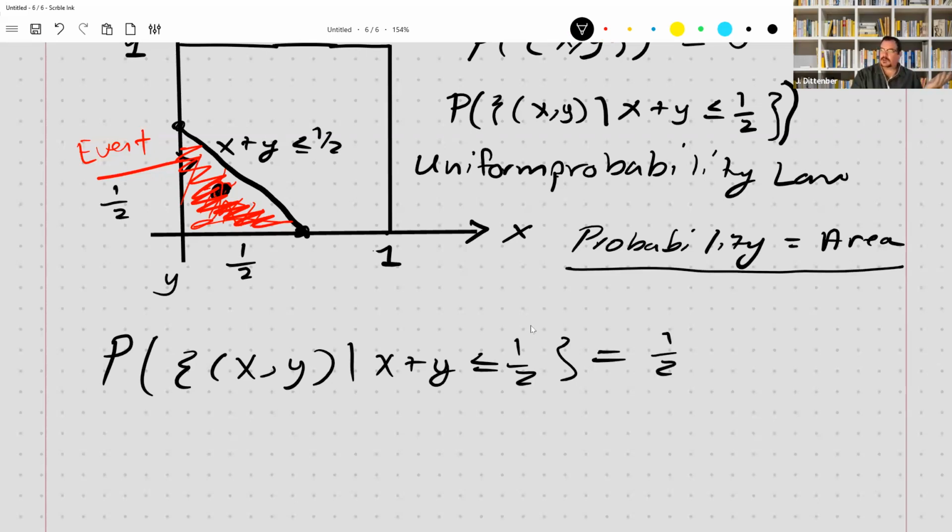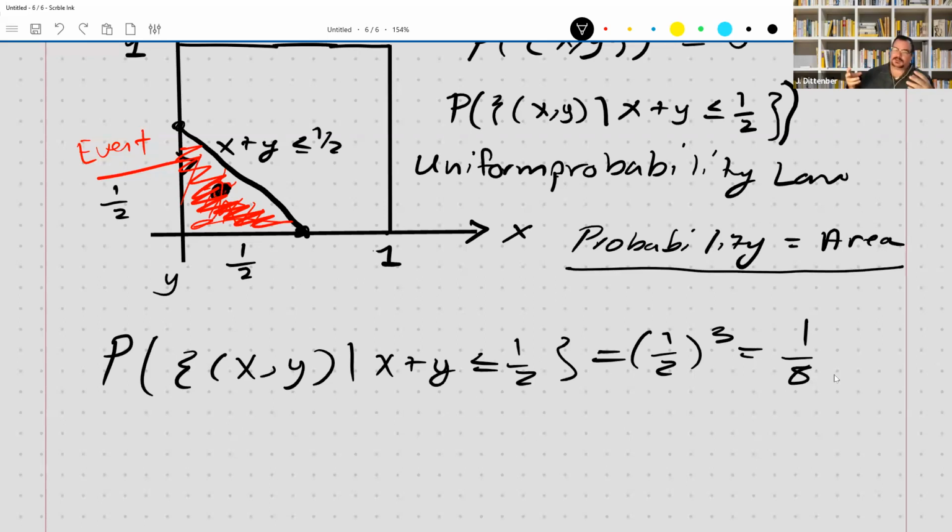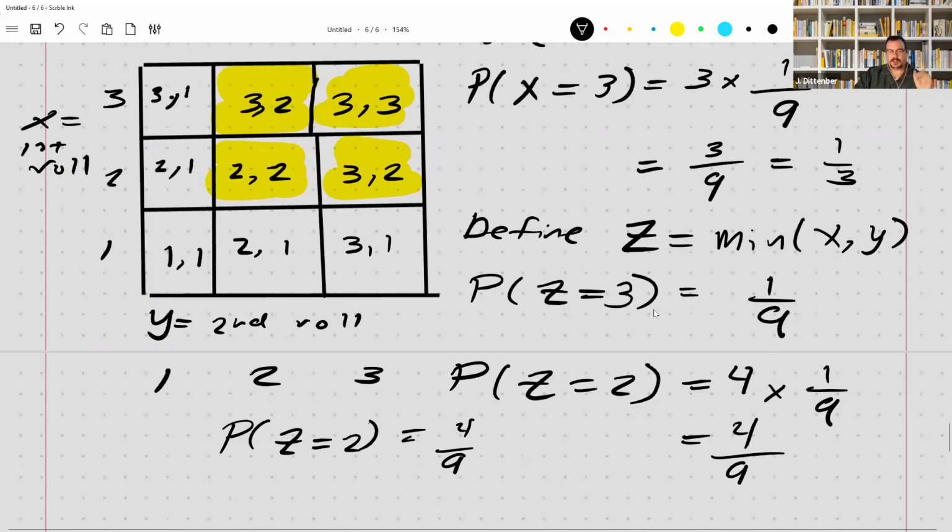The height is 1/2. So what's the area of the triangle? It's a half times base times height. So we're going to get a half cubed, or 1/8. So the probability of our event being in this little triangle is 1/8. Okay, so now we've been able to quantify the probability of an event happening that is in a continuous sample space, and we've been able to quantify the probability of an event happening that's in a discrete sample space.